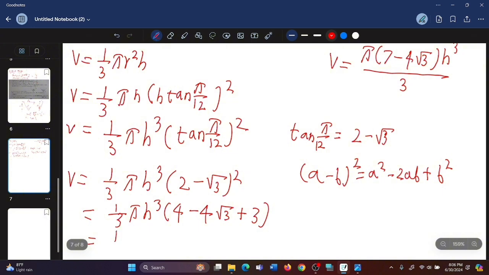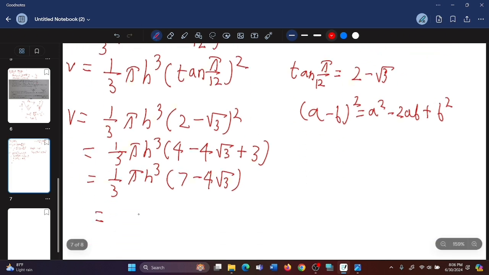Okay, now let's continue. 1 by 3 pi h cube (7 + 3 - 7)... I think we are done with this. We are done with part A, as this equation is actually this equation. I just need to rearrange it. I can divide the entire thing by 3. I can write it in this manner.